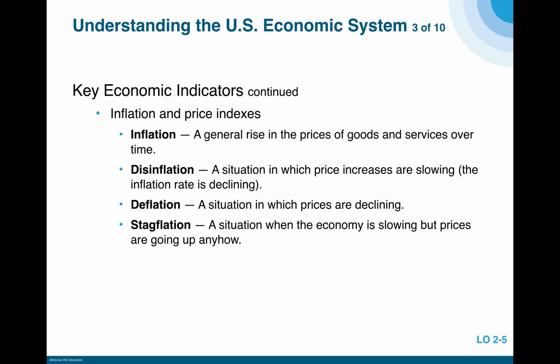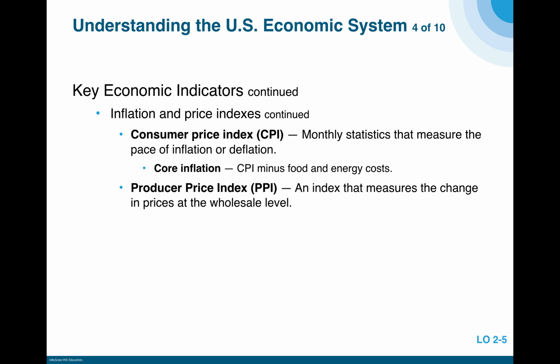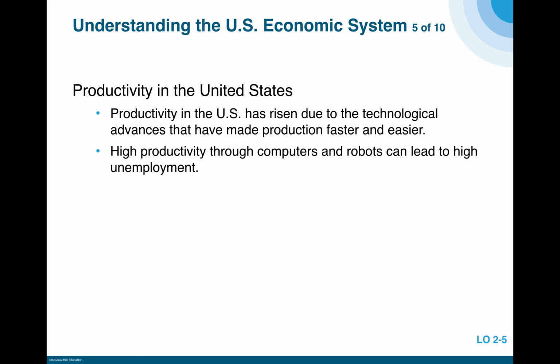So disinflation, a situation in which price increases are slowing. The inflation rate is declining. We have deflation, a situation in which prices are declining, and then stagflation, a situation when the economy is slowing but prices are going up anyhow. A couple other things here. We've got inflation price indexes, so consumer price index or CPI, monthly statistics that measure the pace of inflation or deflation, core inflation, CPI minus food and energy costs, and then we have producer price index, which is an index that measures the change in prices at the wholesale level.